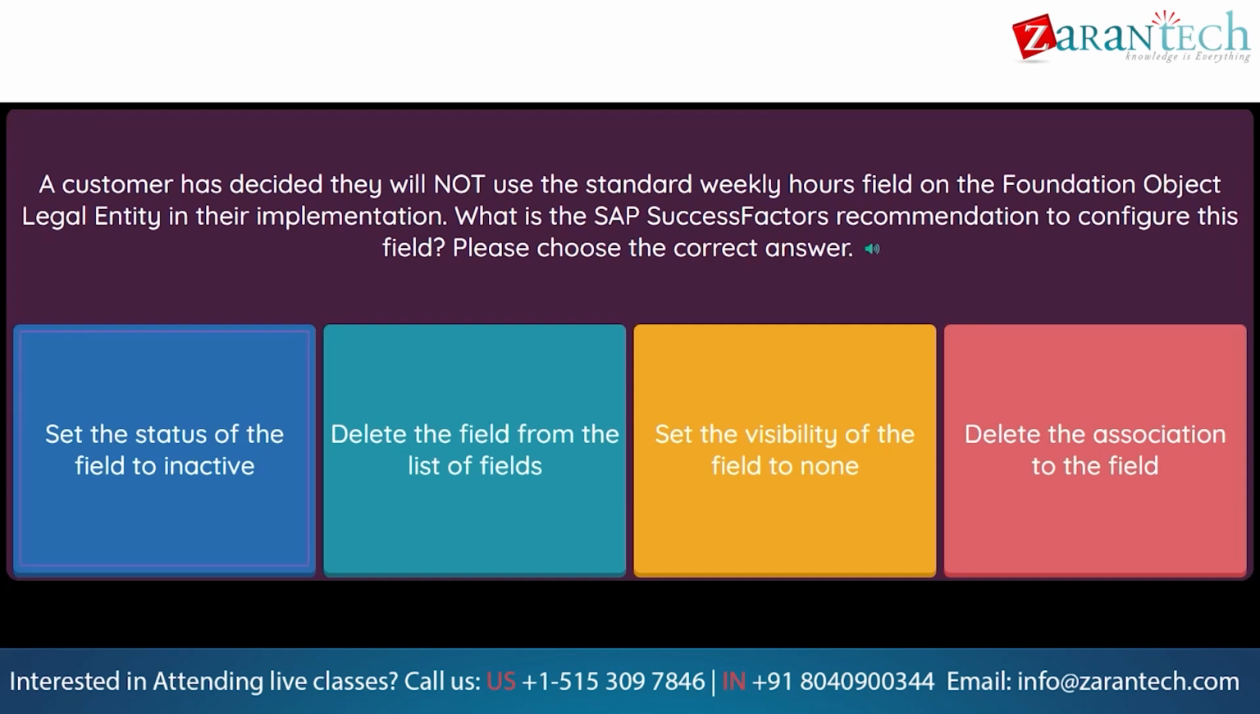Option 1 set the status of the field to inactive. Option 2 delete the field from the list of fields. Option 3 set the visibility of the field to none. Option 4 delete the association to the field.